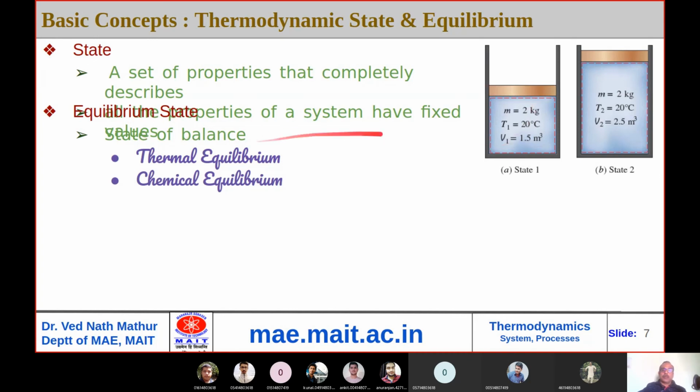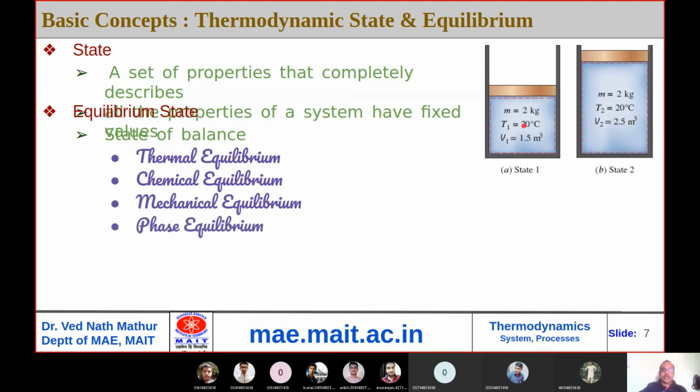When within the system there is no temperature difference, then we call that the system is in thermal equilibrium. There is no variation in temperature within the system. When there is no chemical reaction taking place within the system, then it's called chemical equilibrium. And when there is no unbalanced force, then it's called mechanical equilibrium. And when all three exist, then we call it thermodynamic equilibrium.